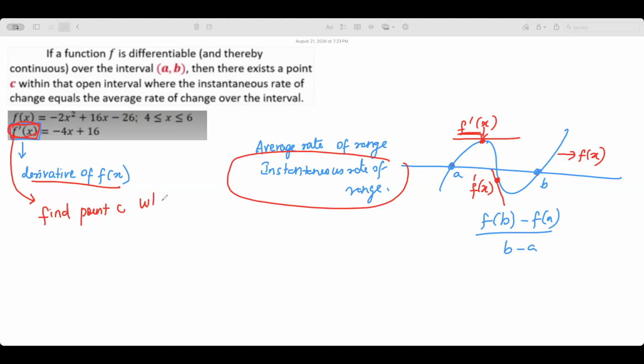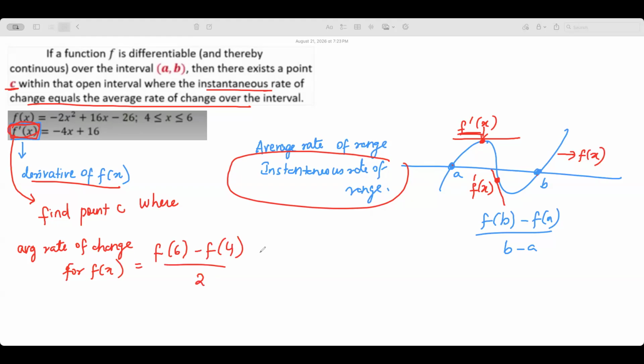Point C is where, per the Mean Value Theorem, your instantaneous rate of change is equal to the average rate of change. First of all, what is the average rate of change here? For the function f of x, the average rate of change will be equal to f of 6 minus f of 4, divided by 2. Any questions? 6 minus 4 is 2.